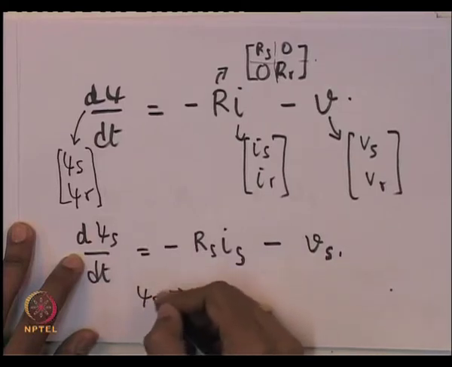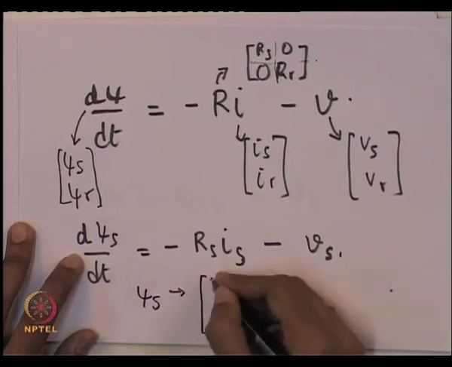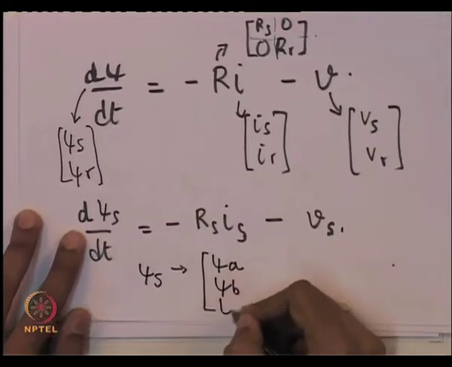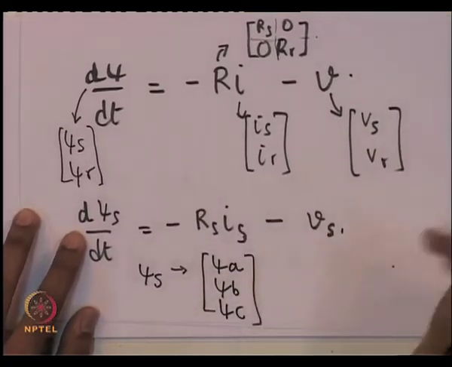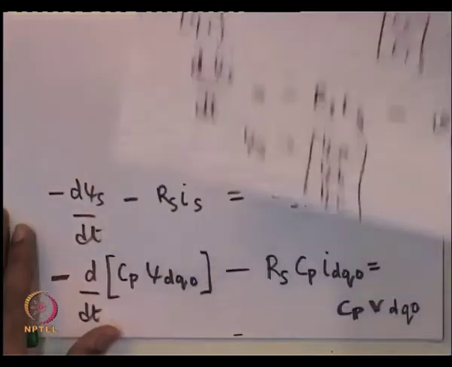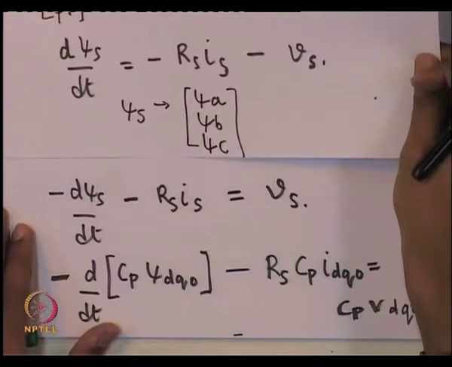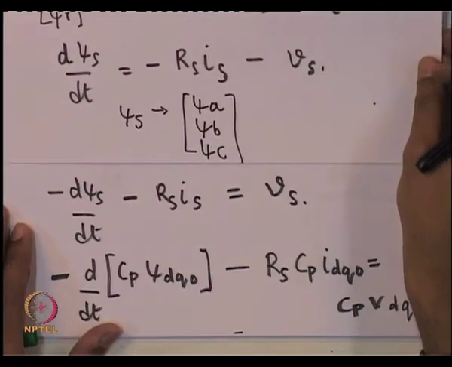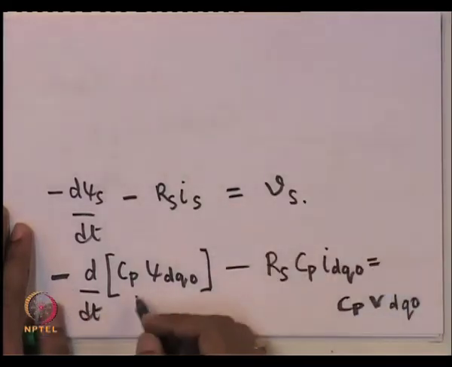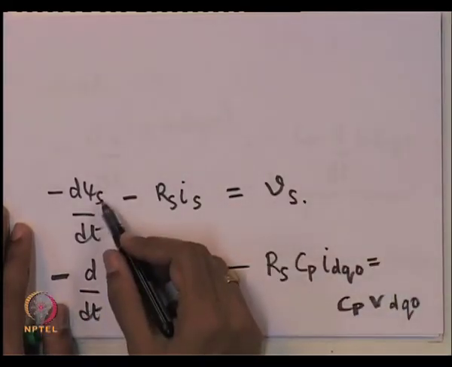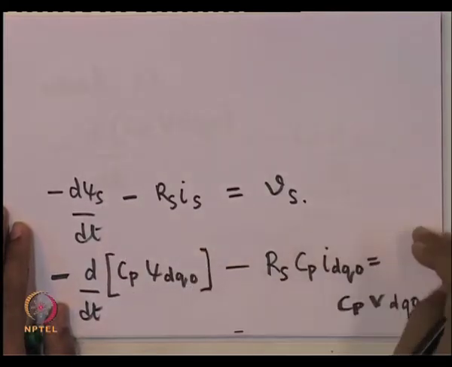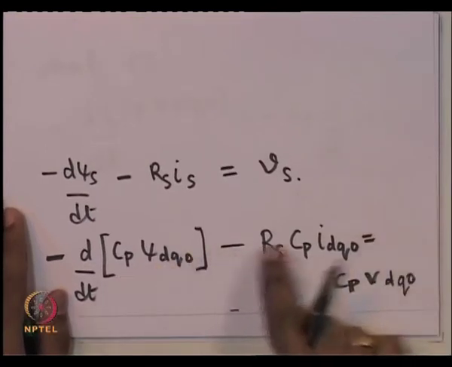So, psi s is nothing but psi a, psi b and psi c, and similarly I s and V s are I a, I b, I c and V a, V b, V c. Now, if you look at this equation, we can substitute psi a, psi b, psi c as nothing but C p into psi dq0. So, our equations in fact become this.